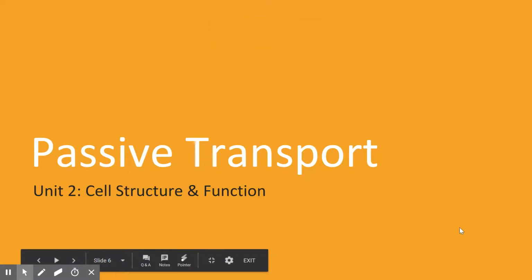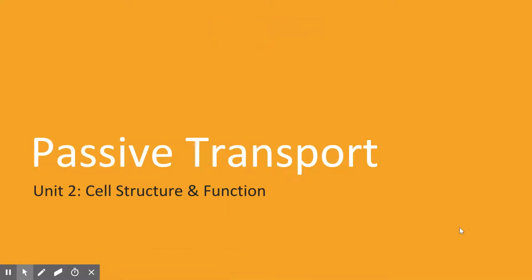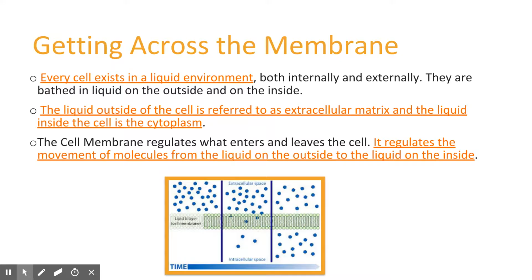So this is our second video in Unit 2, and it's going to focus on passive transport. If we take a minute and look at that word, passive means to allow something to happen without exerting any sort of force or energy. So this is going to be moving things across the cell membrane without the use of energy.